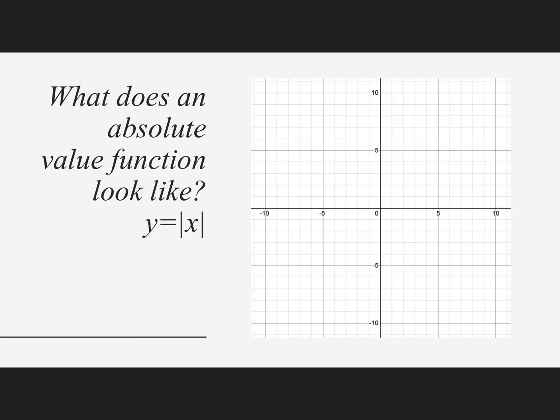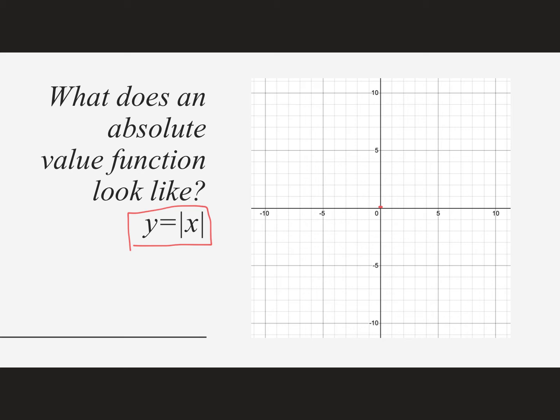So what does an absolute value function look like? We're looking at functions, which means we have two variables. So you see here we have y equals the absolute value of x. This is what we call our parent function. If we were to graph this, its vertex is going to be there at 0, and then it's just going to be a straight line.